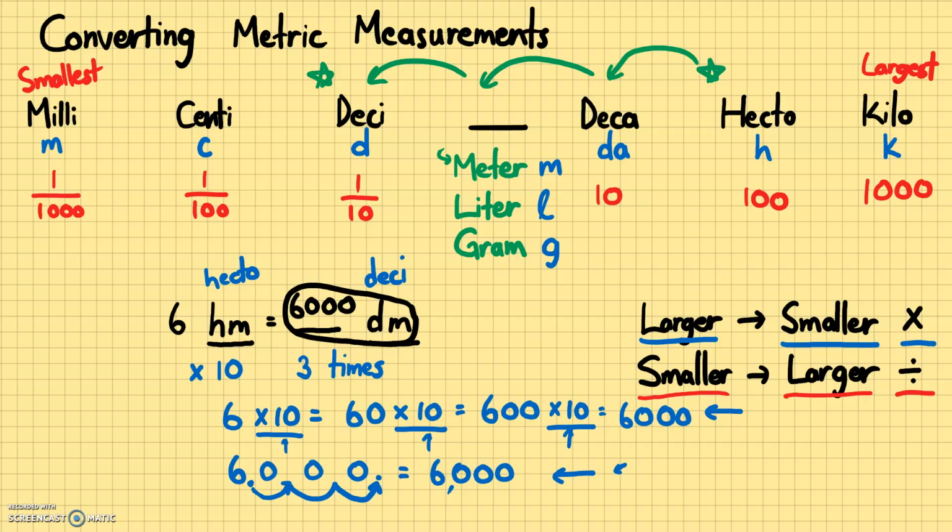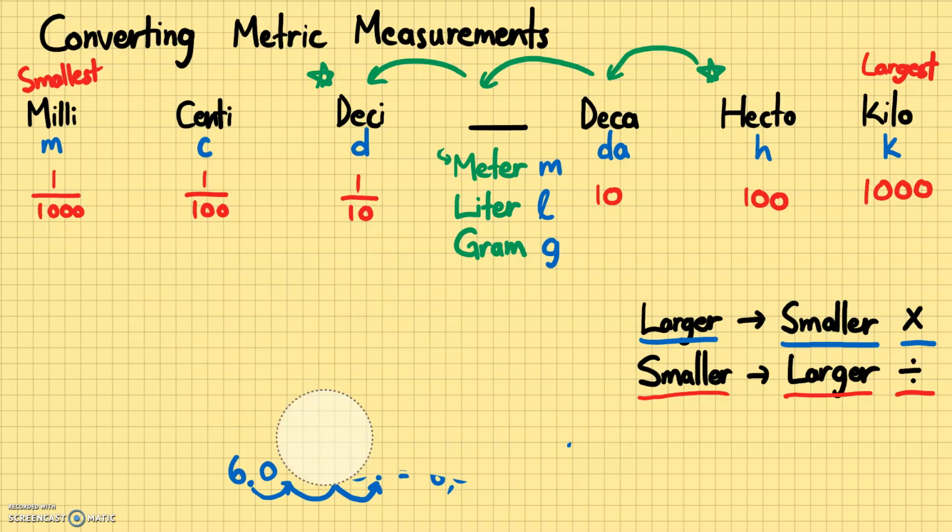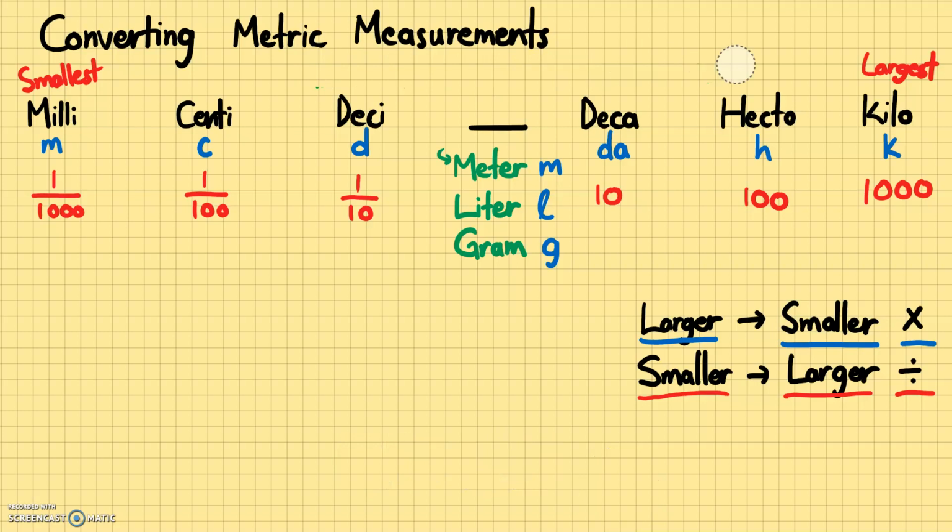Okay, let's do one last problem, this time with a decimal measurement instead of a whole number. So we have 12.46 decagram equals how many centigram?